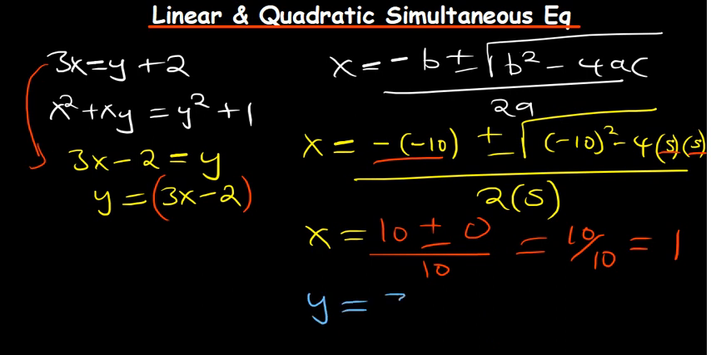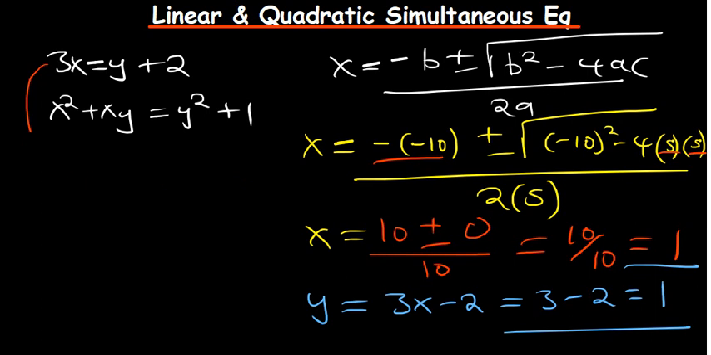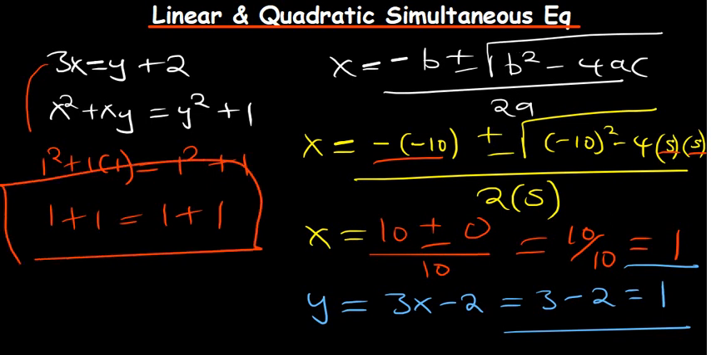So we have 3x minus 2. As x, we can put our 1. So it just gives us a 1. So x is equal to 1, y is also equal to 1. We can verify this using the other equation. So y is x, we have 1, so 1 squared plus 1 times 1 is equal to 1 squared plus 1. So 1 plus 1 is equal to 1 plus 1. Okay, so this is true.